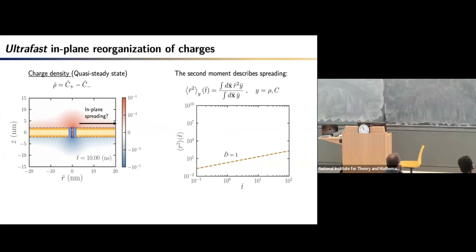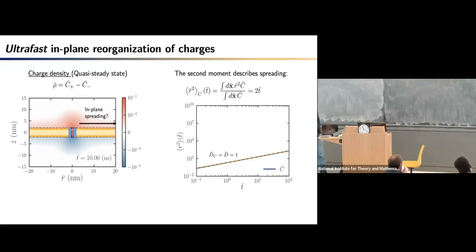So the question that motivated all of this is, how do things spread in plane? I want to know how charge density increases or decreases as I walk along the membrane far from the transporter. To understand the spreading, we can compute the second radial moment. If it were a diffusive process, this is what you would see. And what's nice here is that if you do the same calculation for C bar, which is the salt concentration, it is indeed diffusion.